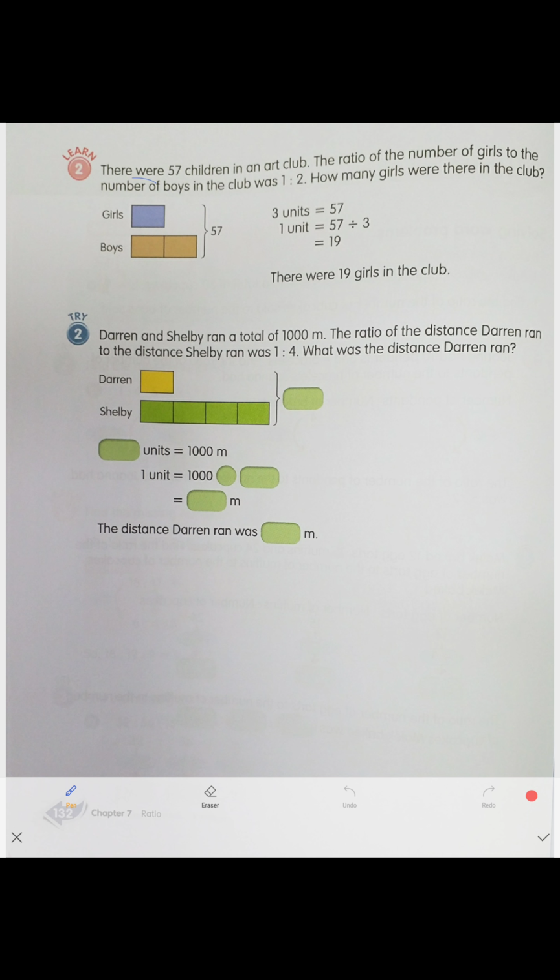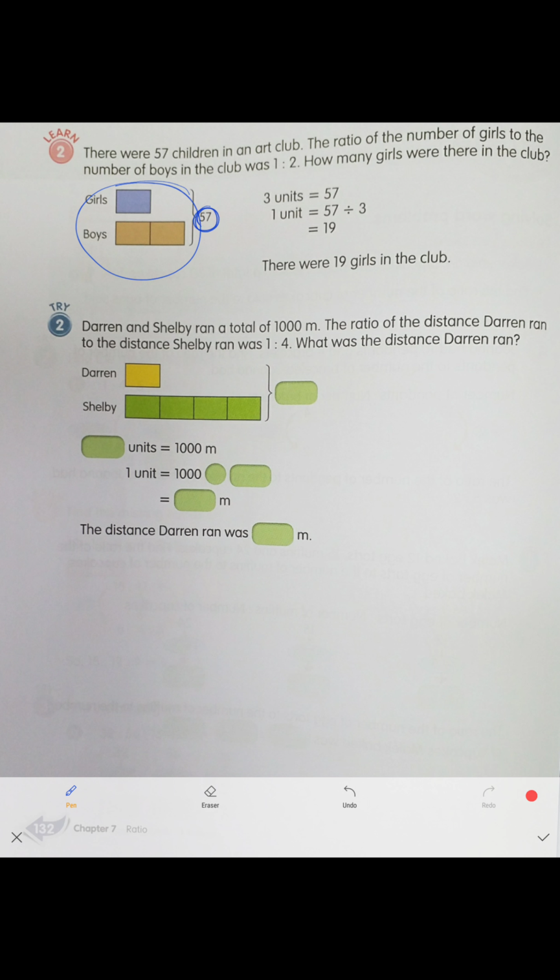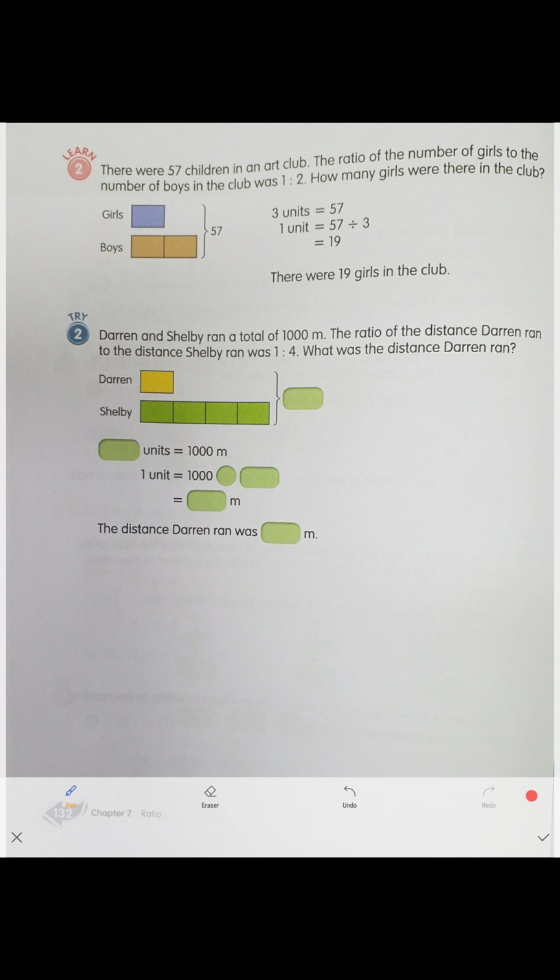Look at the model that they draw for us. Girls is 1 unit and the ratio is 1 to 2, so the boys are 2 units over here. And the total amount is 57. So how many units make up 57? It's 3 units, so 1 unit is 19. And there were 19 girls in the club.